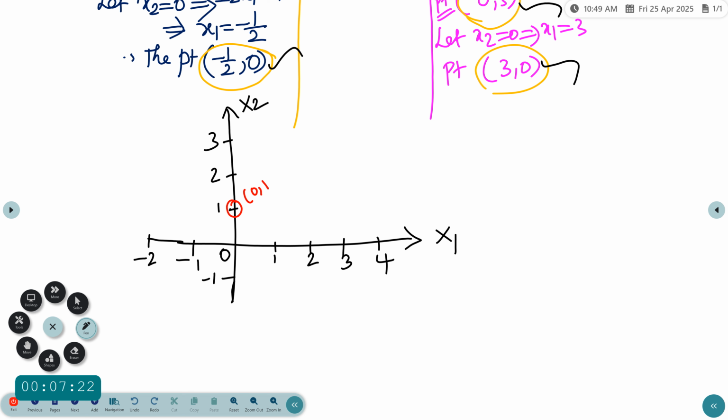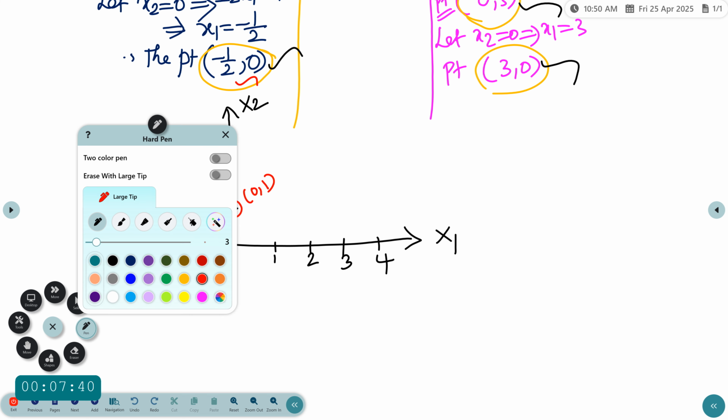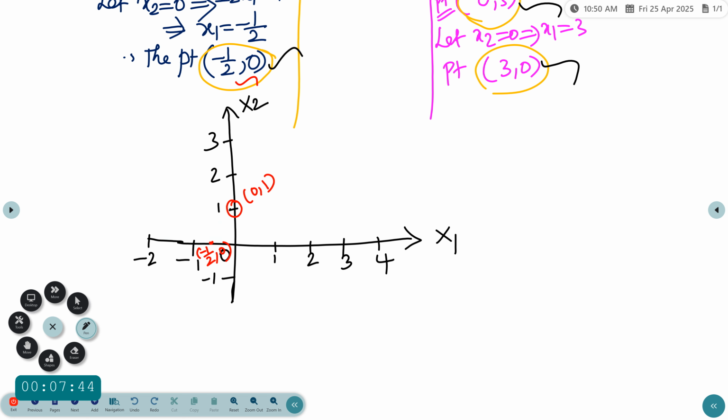0 comma 1. Next point is minus 1 by 2 comma 0. So minus 1 by 2 lies between 0 and minus 1. So this point is minus 1 by 2 comma 0. Now joining these 2 points, we get the first equation. So the line is joined like this. So this is our first equation.